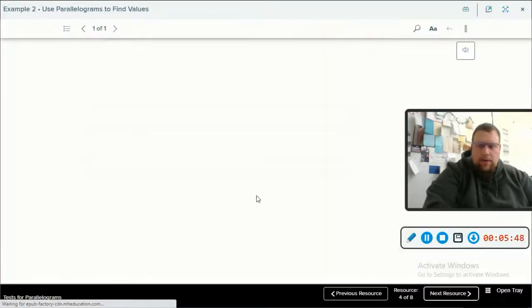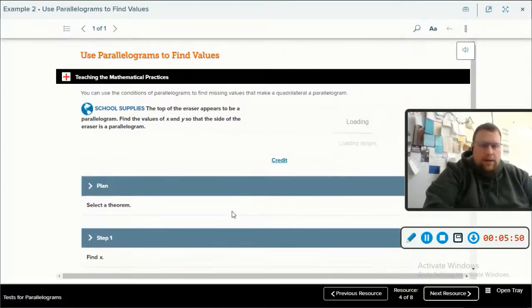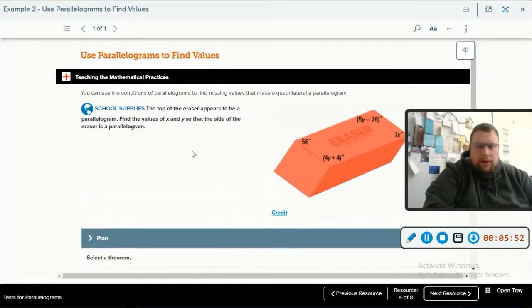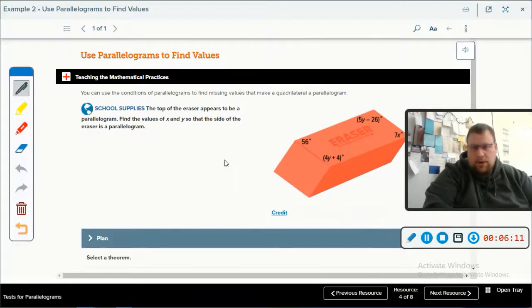Use parallelograms to find values. All right. The top of the eraser appears to be a parallelogram. Find the values of x and y so that the size of the eraser is a parallelogram. All right, so we're just going to assume. What do I know about opposite angles of parallelograms? I know that they're equal. And so because of that, if I'm going to set these equal to each other, it'll force these to be a parallelogram. So I'm going to say, all right, let's start off with the easy first.